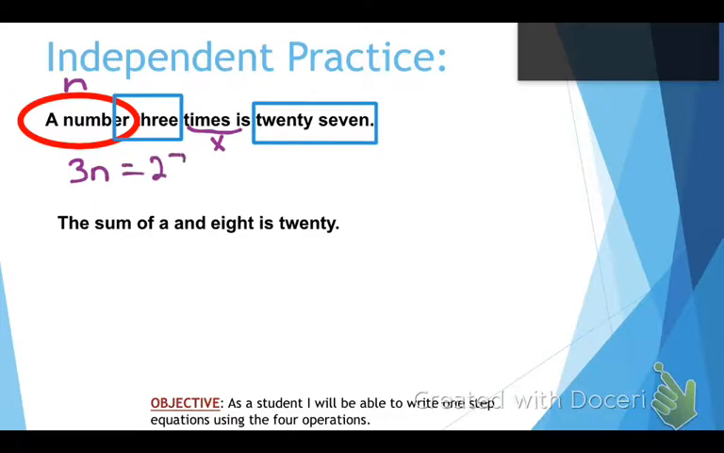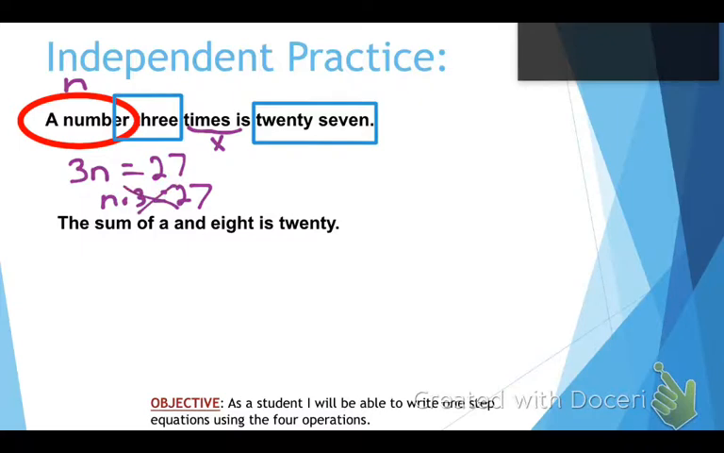3 times a number. That's really simply 3 times a number, and then our is our equal, and you should have 27. If you wrote n times 3 equals 27, you were very close, but remember there was a rule for writing multiplication. You always had to have the number before the variable. That's why we do not write this one. That's a quick reminder.